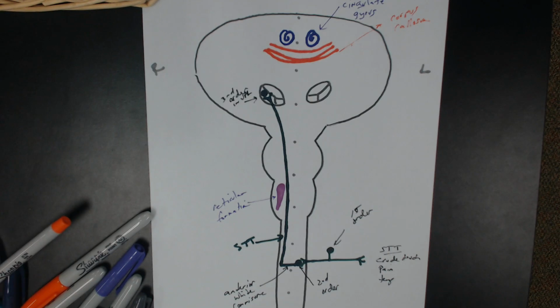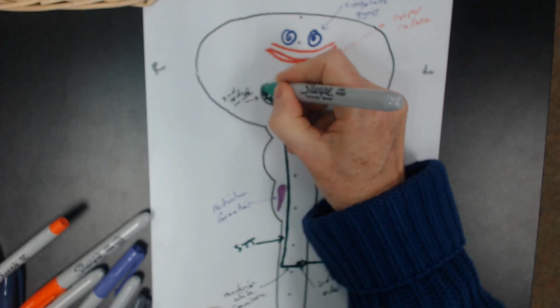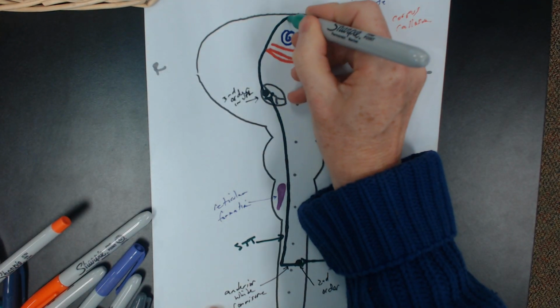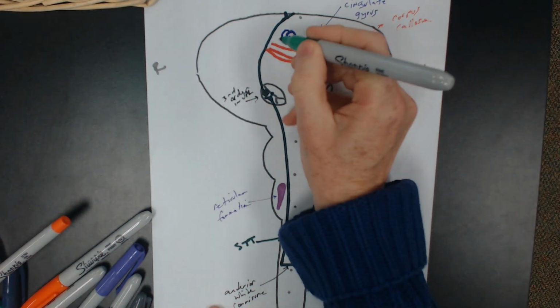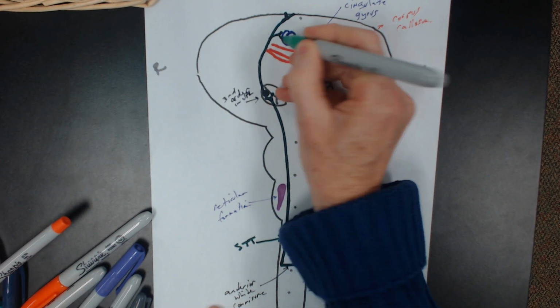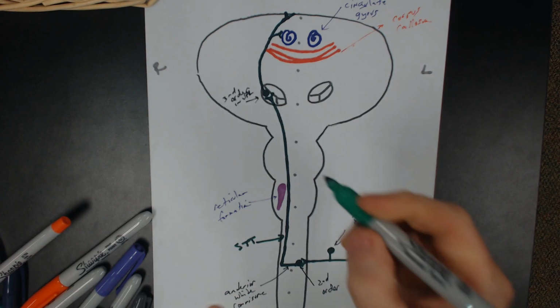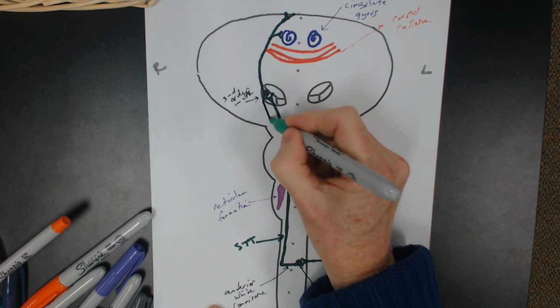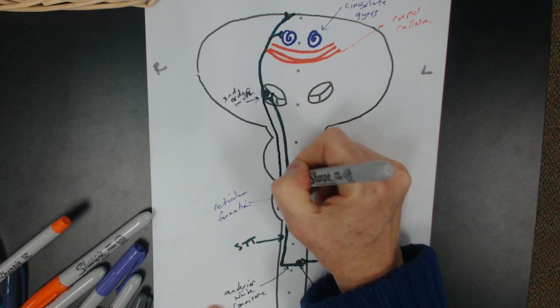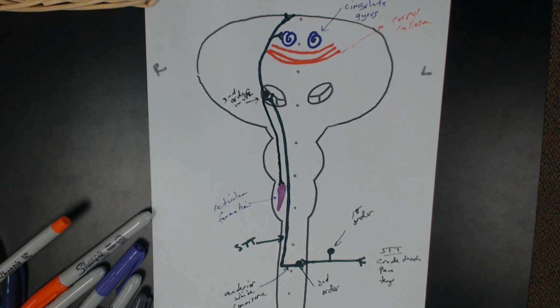That third order neuron is then going to send out axons that go up here to the somatosensory cortex, also make contact with the cingulate gyrus, and also descend back down the spinal cord to make contact with the reticular formation.